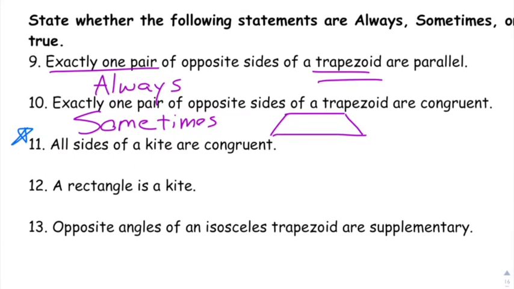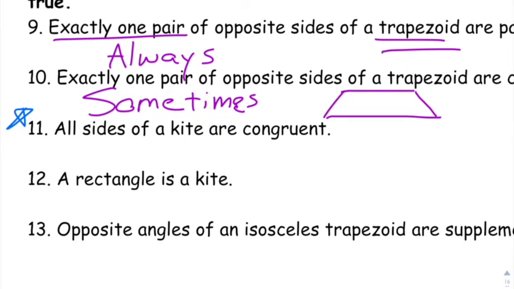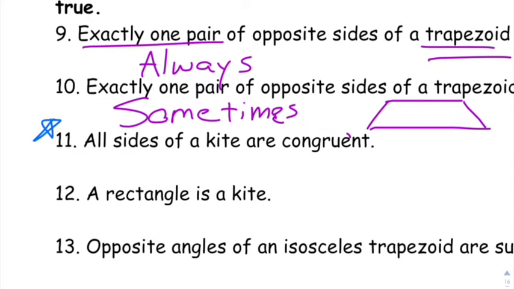All right. 11, here's where you kind of get into trouble with the kite definition. All sides of a kite are congruent. So if you consider a kite with no parallel sides, then this would be false here. If you consider a kite where it can have parallel sides, then we would say, well, then a rhombus is a kite. So once again, it goes back to your definition. Based off of our definition and assuming there are no parallel sides, we are going to say never in this case.